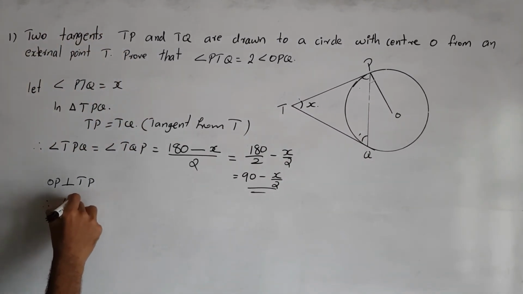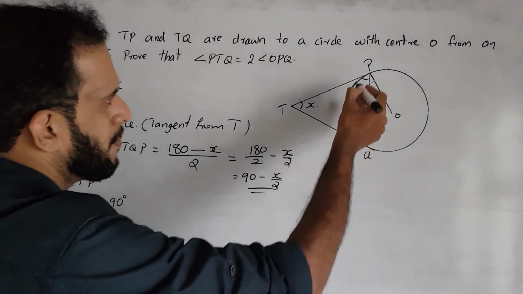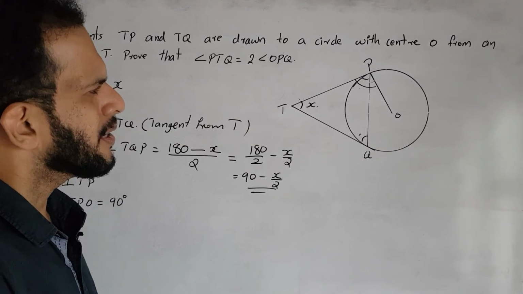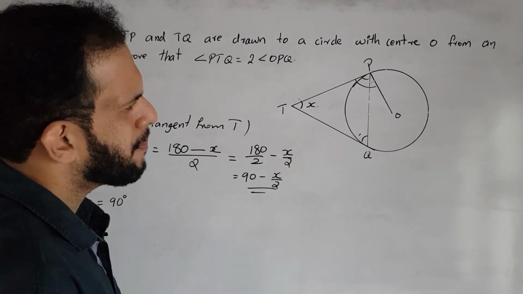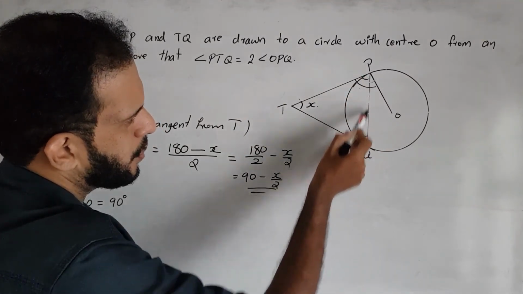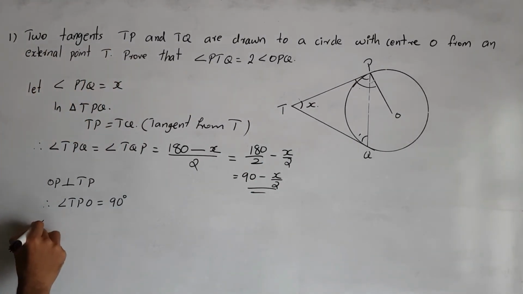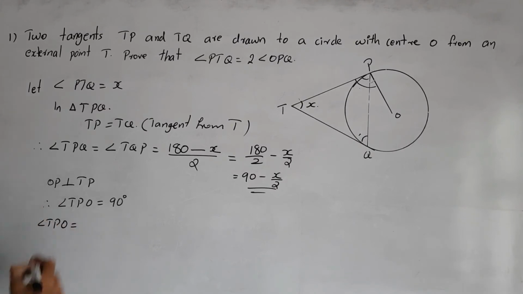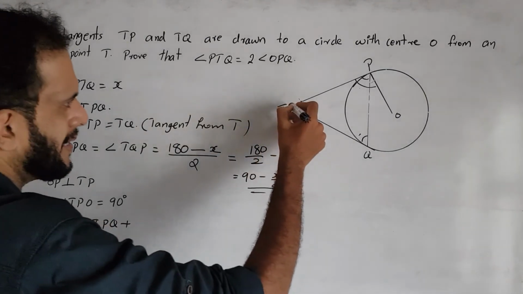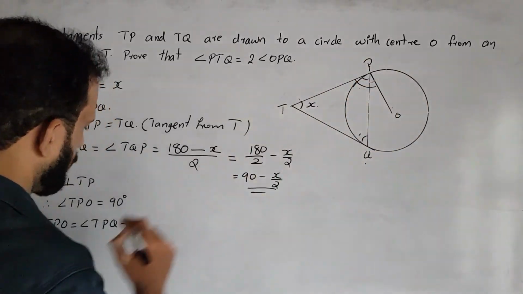So OP is perpendicular to TP. Therefore angle TPO is equal to 90 degrees. What is the angle value of angle TPO? Angle TPO is equal to 90 degrees. So here it is very clear in this figure, angle TPO is the sum of angle OPQ and angle QPT, correct? So we split angle TPO. Angle TPO is equal to angle TPQ plus angle OPQ. Okay.